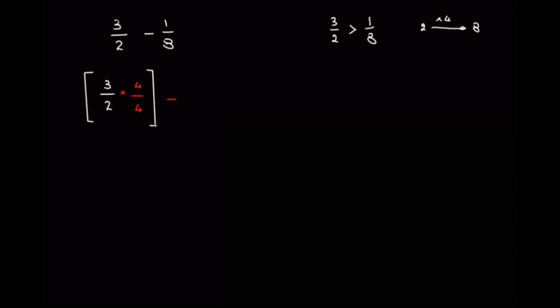There's the minus 1/8. Nothing's changed. That is exactly the same as that, really. It's just going to look different. 3 times 4 is 12. 2 times 4 is 8. There's the minus, that minus there. There's the 1/8. Because the bottom numbers are the same, we can directly subtract the 1 from the 12. So the answer there is 11/8.